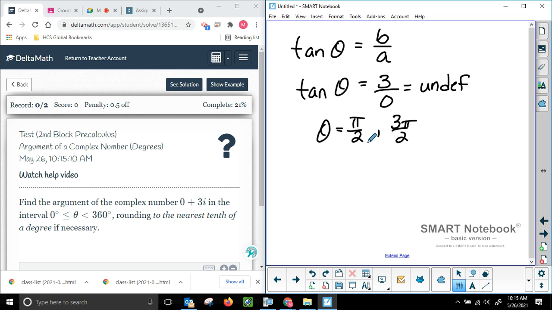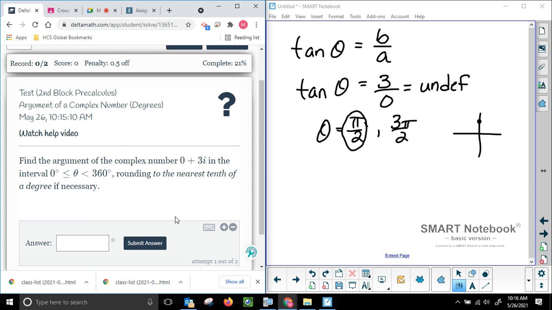So if we were to graph this point, like we just did, (0, 3) would be up here. That is pi over 2 on the unit circle, right? 3 pi over 2 is down here. So we know that we're using pi over 2. Oh, I'm sorry, we're in degrees. So this would be 90 degrees.